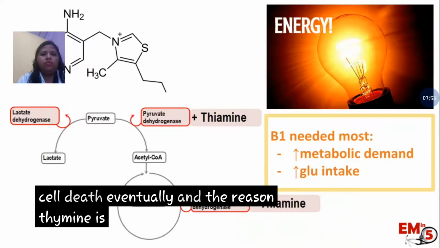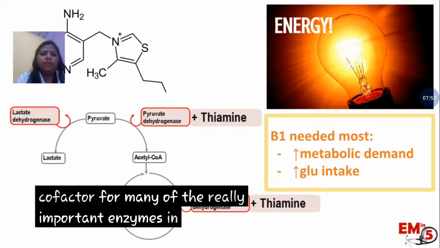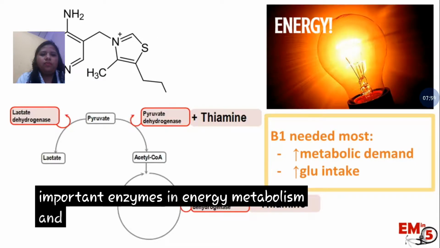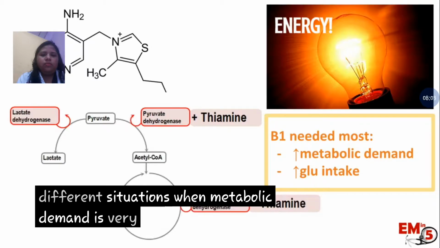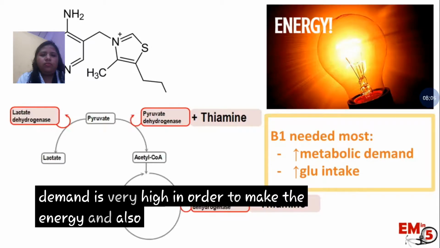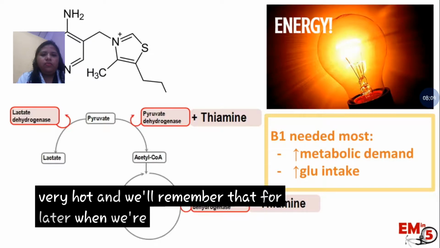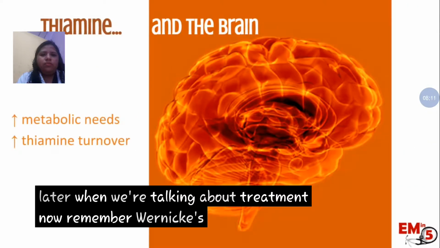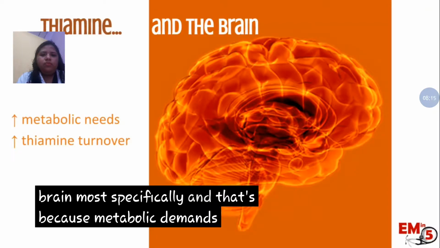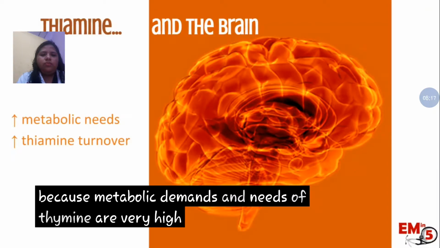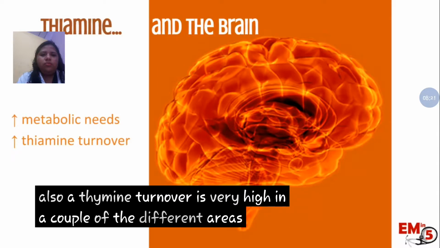And the reason thiamine is important is because it's a cofactor for many of the really important enzymes in energy metabolism. And thiamine is needed the most in a couple different situations: when metabolic demand is very high in order to make the energy, and also when glucose intake is very high. And we'll remember that for later when we're talking about treatment. Now remember, Wernicke's affects the brain most specifically, and that's because metabolic demands and needs of thiamine are very high in the brain, and also thiamine turnover is very high in a couple of the different areas.